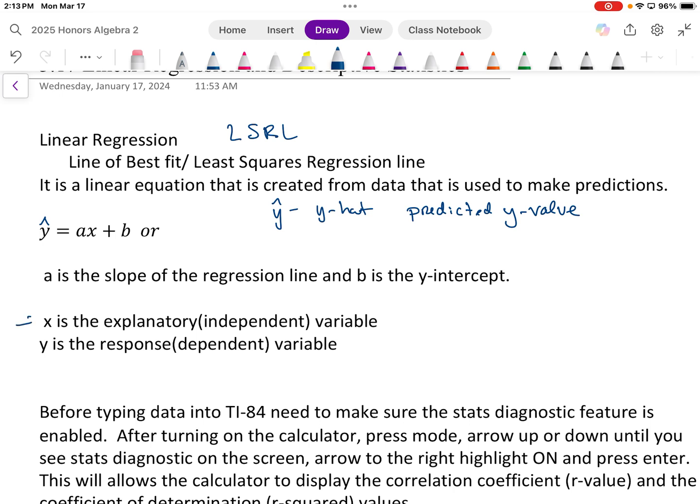X is our explanatory variable. It is our independent variable. Y is our response variable. And again, it's our predicted answer based on whatever X happened.